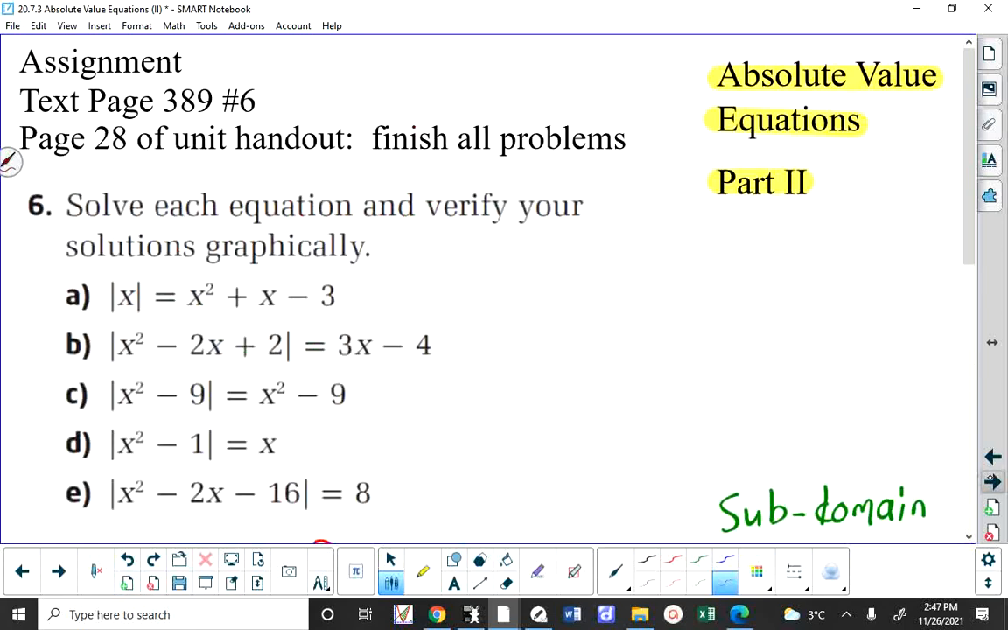On your handout, does it say text page 389, number 6? So it does. Oh, okay, good. Finish up the ones on page 28. I think it's page 28 of your handout. Those would be the ones that have quadratics involved. And then here's some extra questions if you need extra practice on page 389, number 6. You can do those as well.